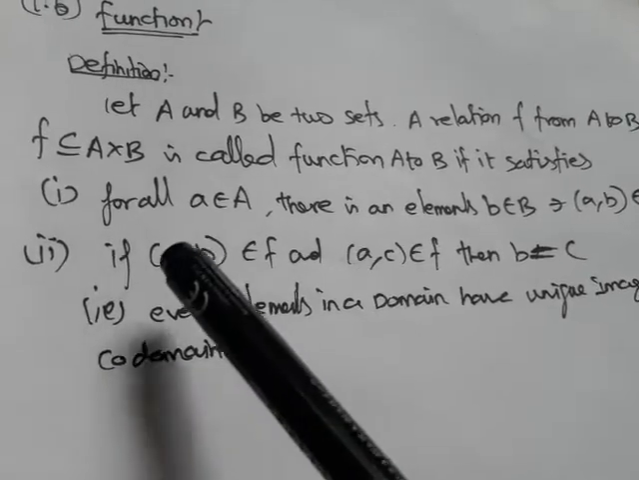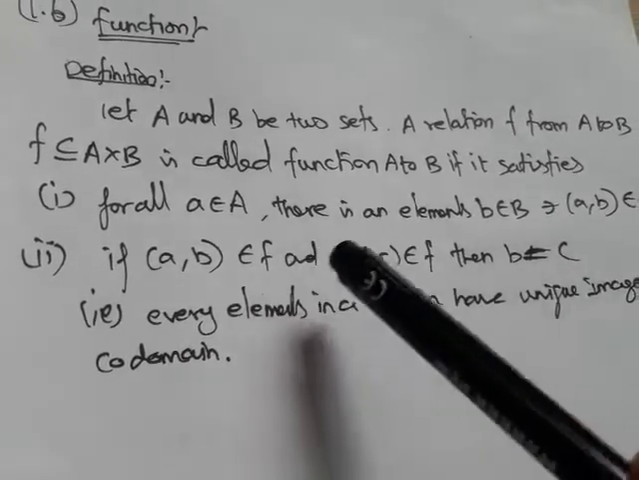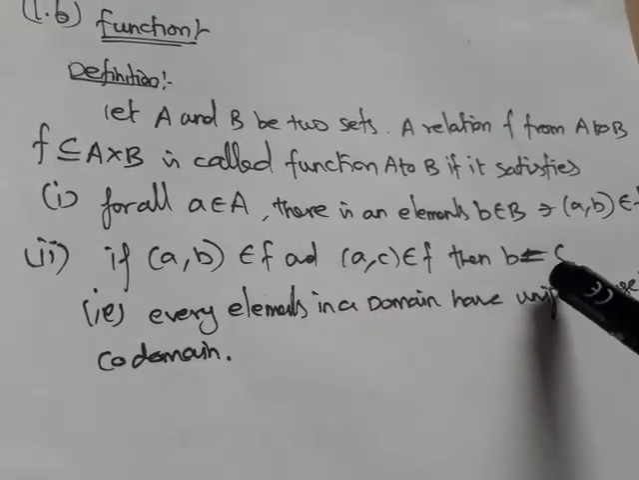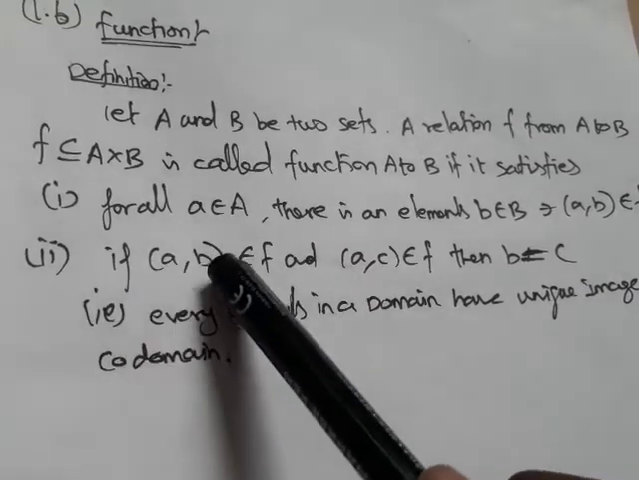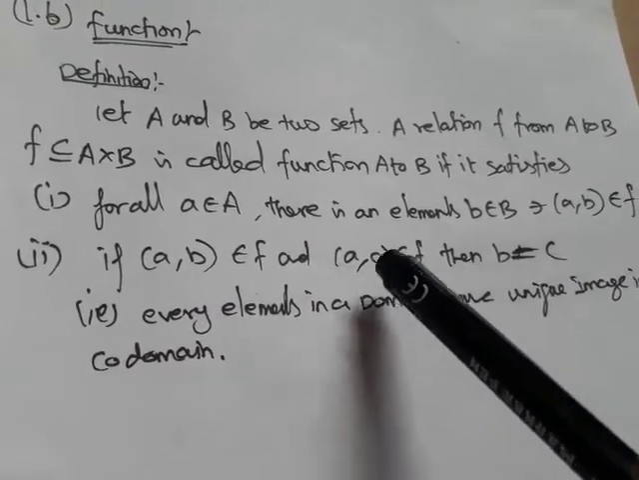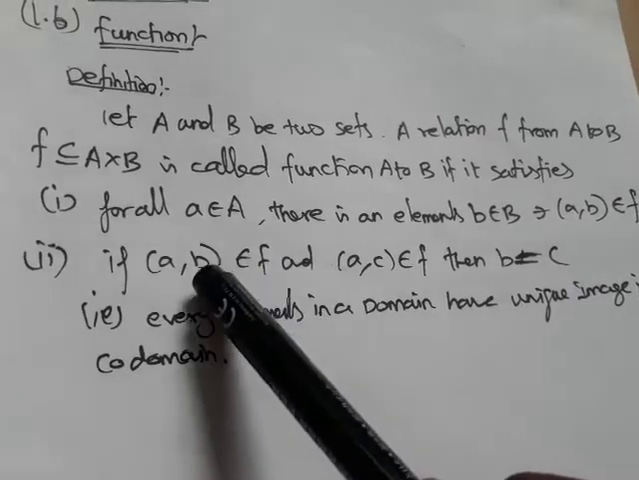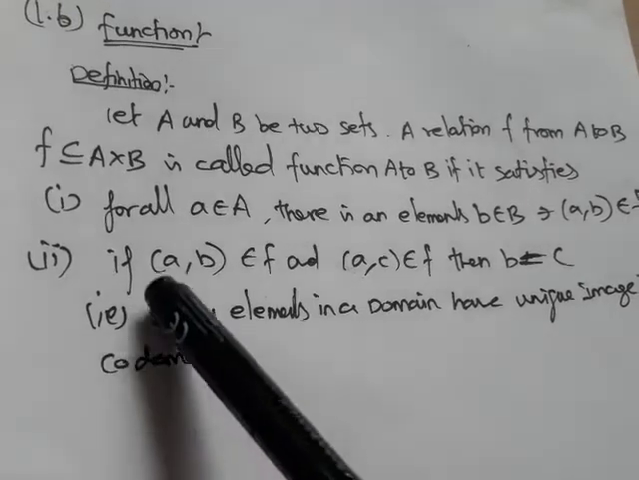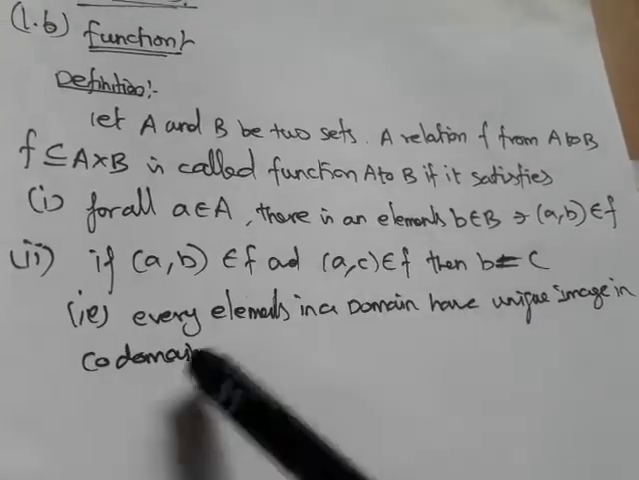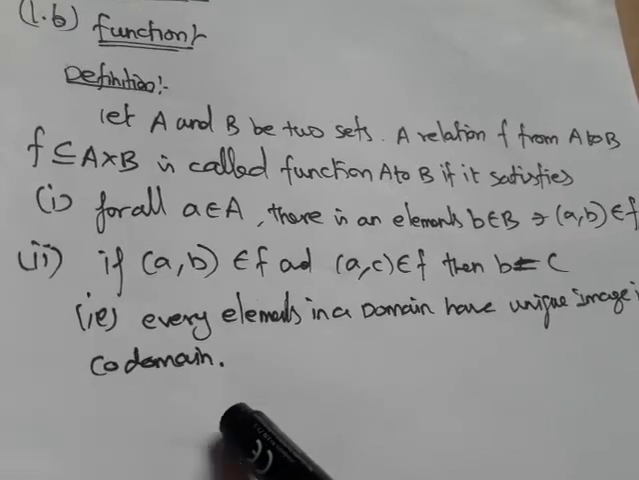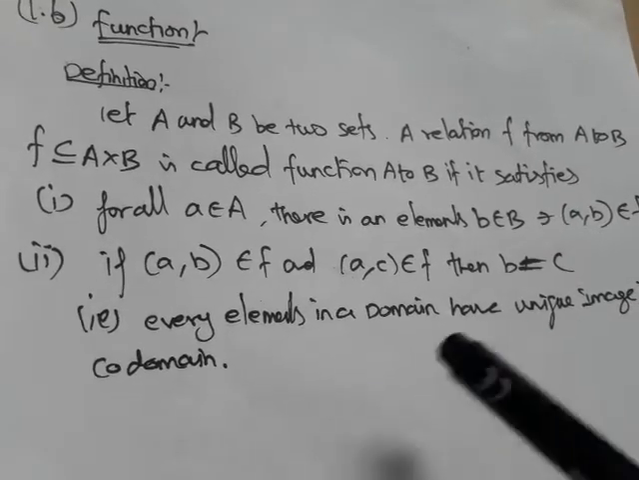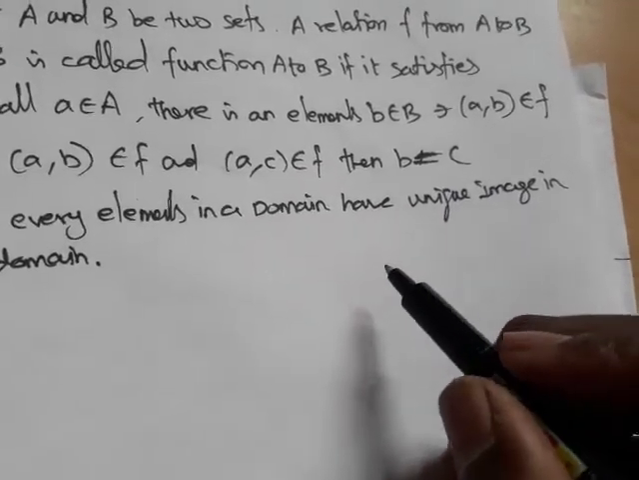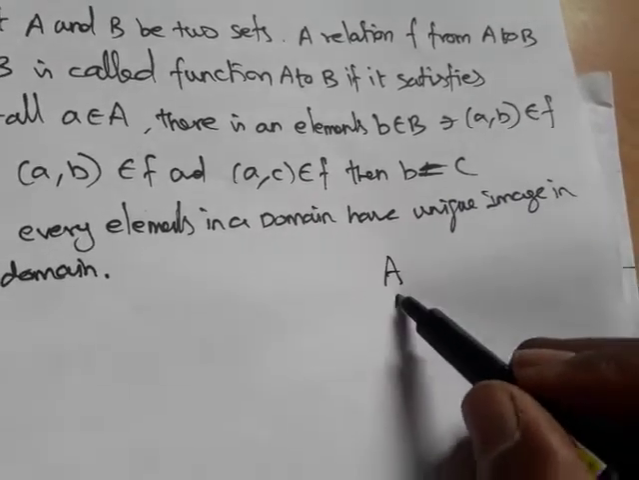The next one: if (a, b) belongs to F, the function, and (a, c) also belongs to F, then b and c are equal. Which means if a is related with b and a is related with c also, then we can directly say b and c are not different elements, they are the same element. Every element in the domain has a unique image in the codomain, not two or more relations. So I am going to explain from the arrow diagram.